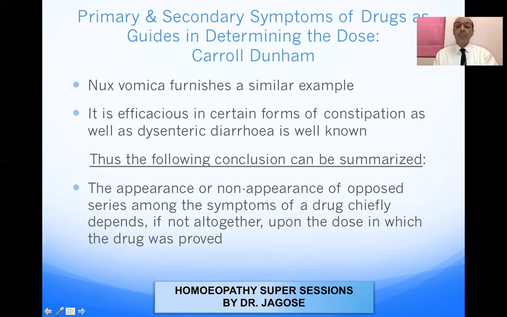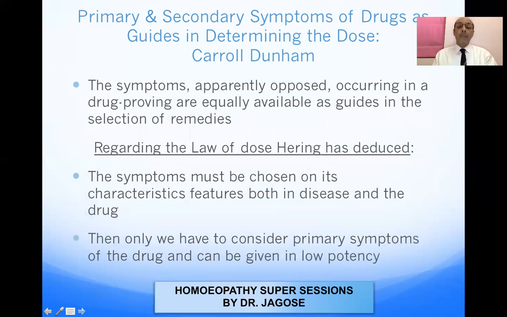Thus, the following conclusions can be summarized. The appearance or non-appearance of opposed series among the symptoms of a drug chiefly depends, if not altogether, upon the dose in which the drug was proved. The symptoms apparently opposed occurring in the drug proving are equally available as guides in the selection of the remedy. Now, regarding the law of dose, Hering has deduced that the symptoms must be chosen on their characteristic features, both in disease and the drug.